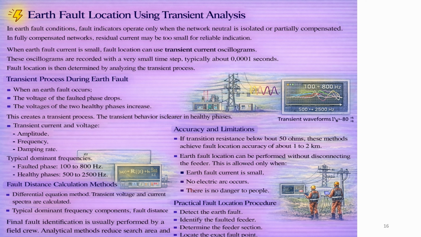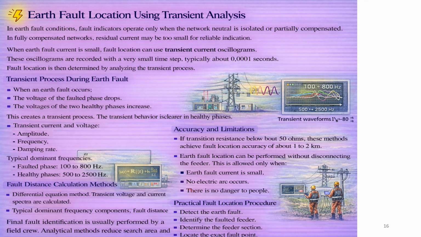Fault location. Typically dominant frequencies in the faulted phase are 100 to 800 Hz. Fault distance can be calculated from a transient analysis using several methods. First, the differential equation method. The faulty phase voltage and current follow the formula. By solving this equation for inductance and knowing the line inductance per unit length, the fault distance can be estimated.